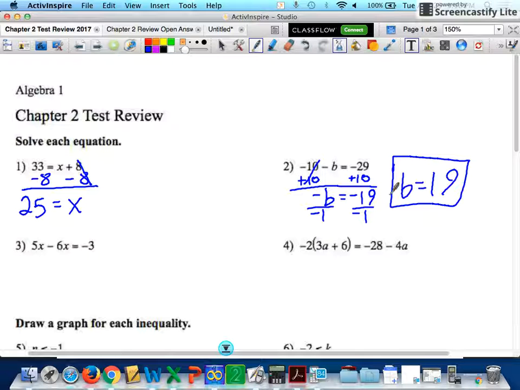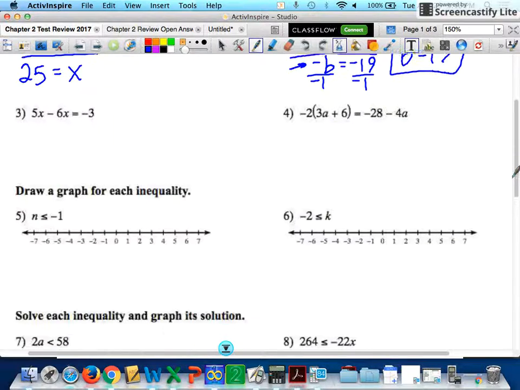You might stop and say, wait, why did I divide by negative 1? Well, this negative sign in front of the b right here is actually attached to this b by multiplication. Okay? So to undo that multiplication, we have to divide. The opposite of multiplication is division.